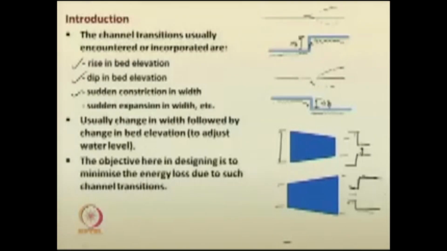So, we do not want much fluctuation in the water level. Therefore, to maintain the water level almost the same, if the channel width is increased, then it may be followed by a decrease in the bed elevation, or some sort of provision will be there. So, our objective mainly, while designing, is to minimize the energy loss during the channel transition.